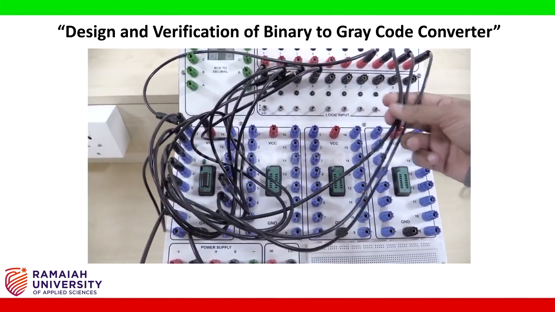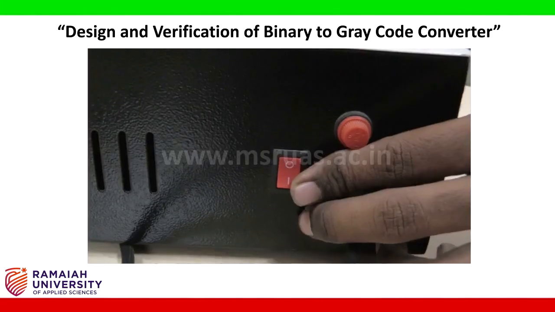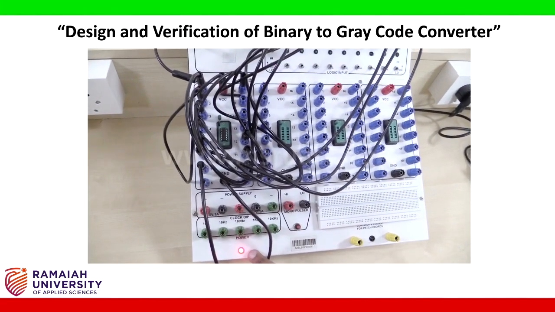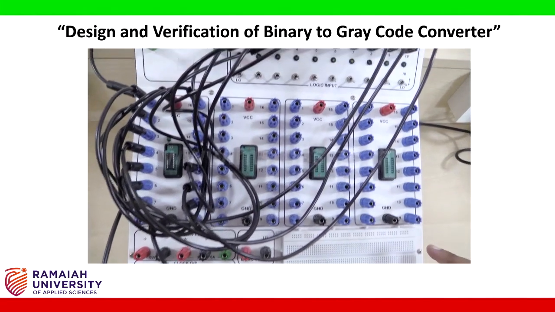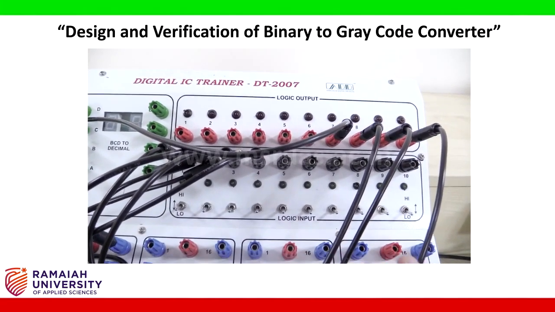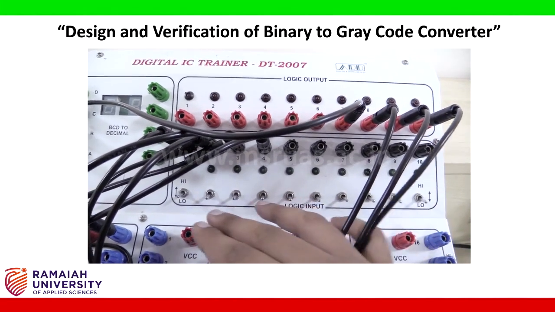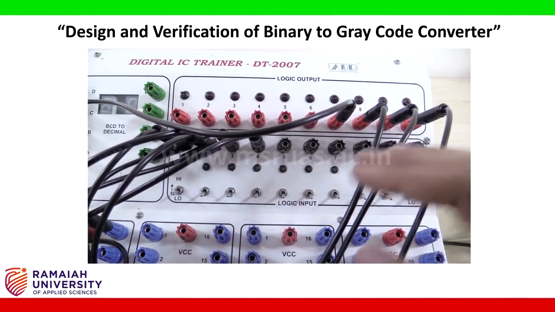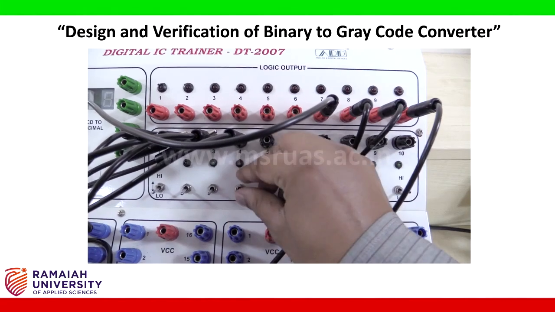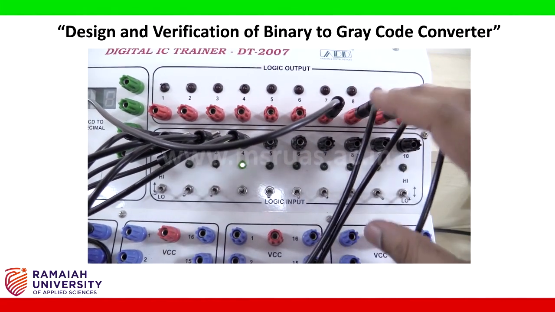Now we will verify the truth table according to the given truth table. Before that we have to turn on the power supply to the digital IC trainer kit. You can see the LED bulb is on, so the power is on for the kit. Now for the input combinations, there are 16 different combinations. For the first combination, the input is 0 0 0 0, then the output is also 0 0 0 0. For the next combination 0 0 0 1, you can see the output is 0 0 0 1.